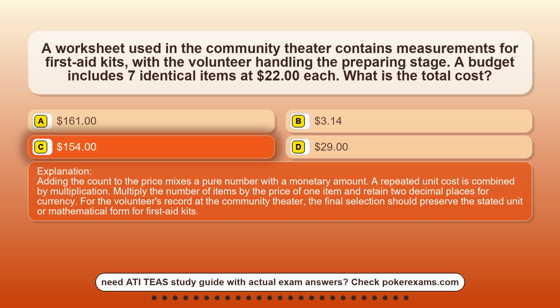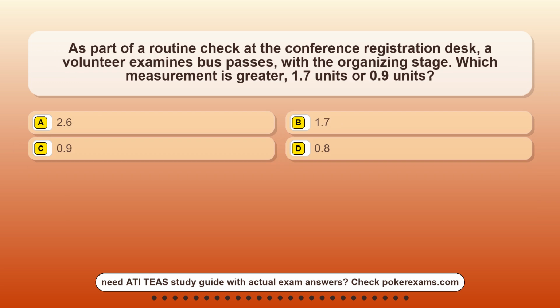Question 11. As part of a routine check at the conference registration desk, a volunteer examines bus passes with the organizing stage. Which measurement is greater, 1.7 units or 0.9 units? Option A, 2.6. Option B, 1.7. Option C, 0.9. Option D, 0.8. The correct answer is option B, 1.7.